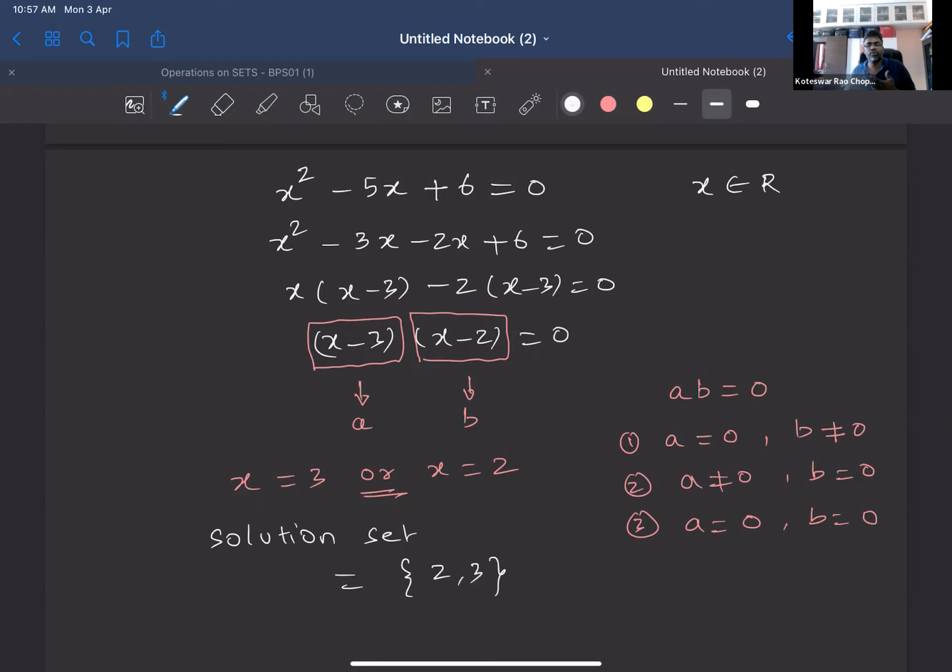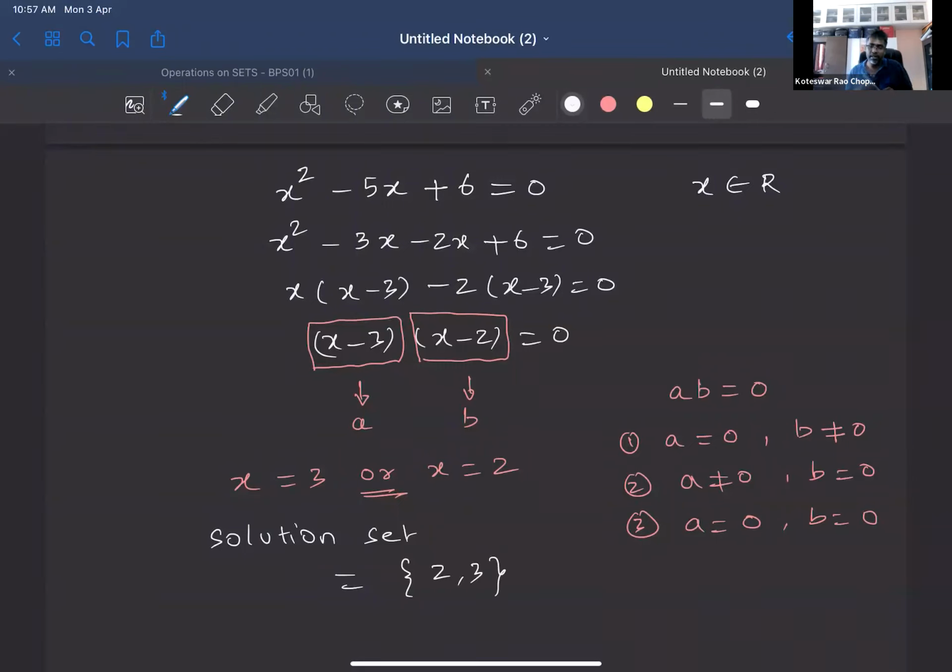Basically, you are showing a set in roster form. Your solution set is a set of values which satisfy the quadratic equation, in roster form. Now instead of a quadratic equation, if you have, let's say, a higher order equation, you might have more values satisfying the equation.